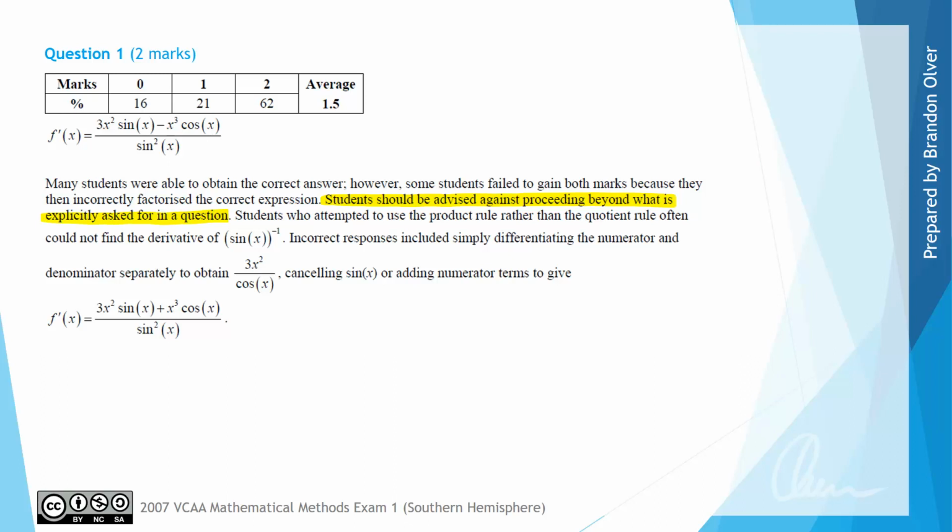Students who attempted to use the product rule rather than the quotient rule often could not find the derivative of sine of x to the power of -1. And other incorrect responses included simply differentiating the numerator and denominator separately, or cancelling sine x, or adding the numerator terms instead of the subtraction that's required as part of the quotient rule.